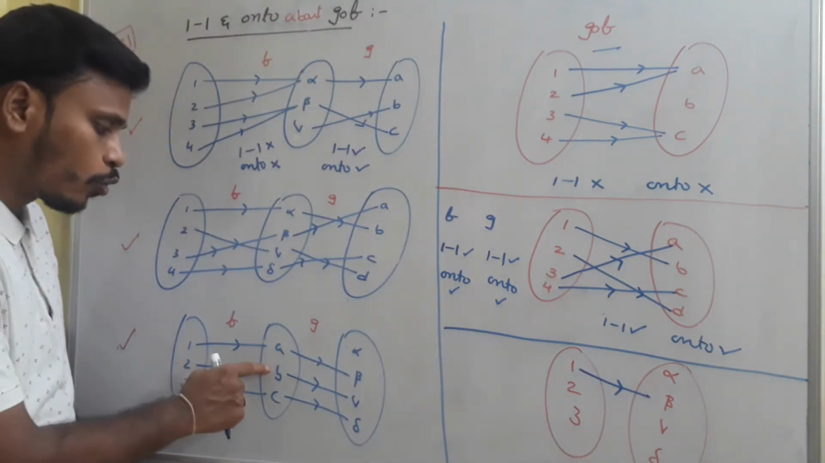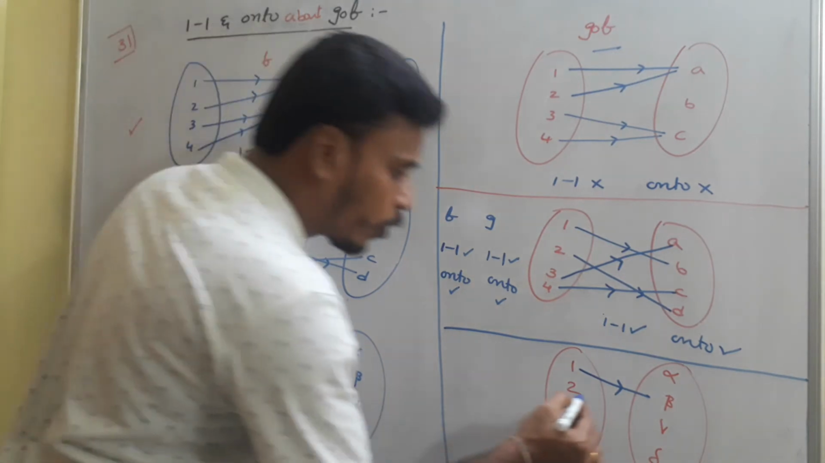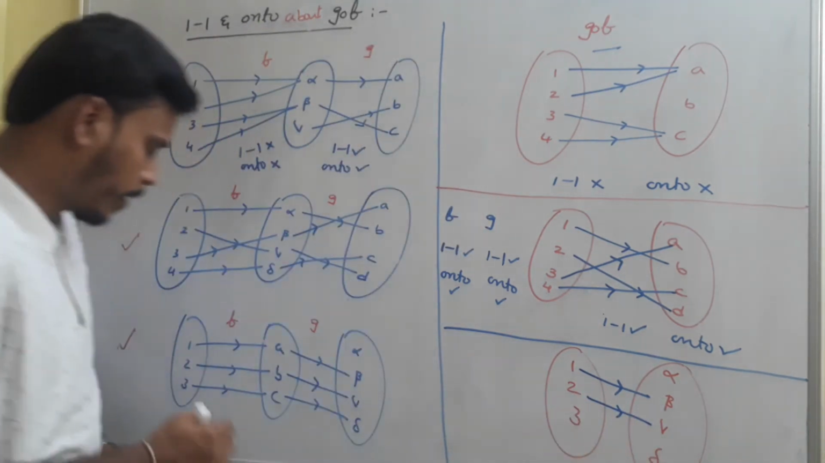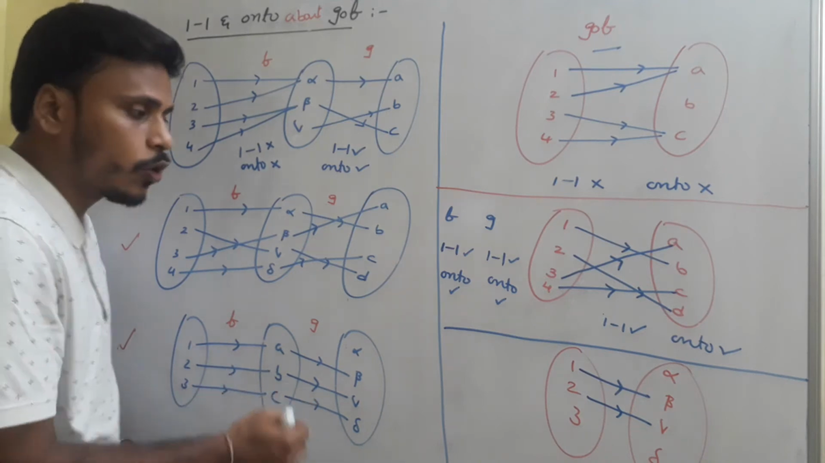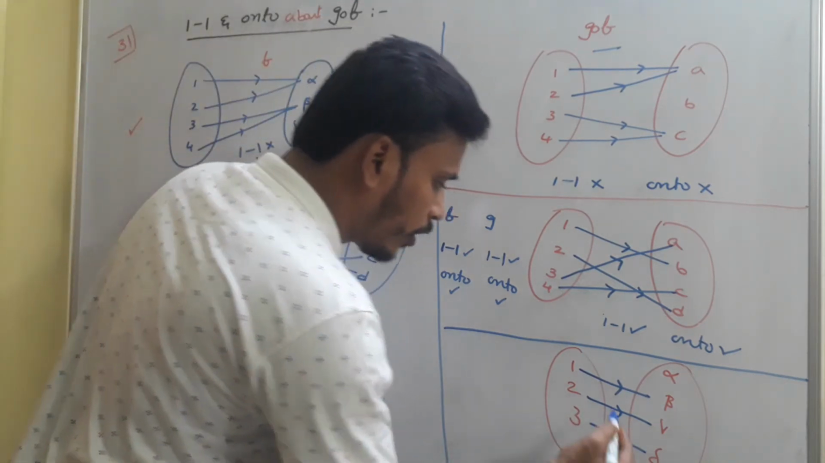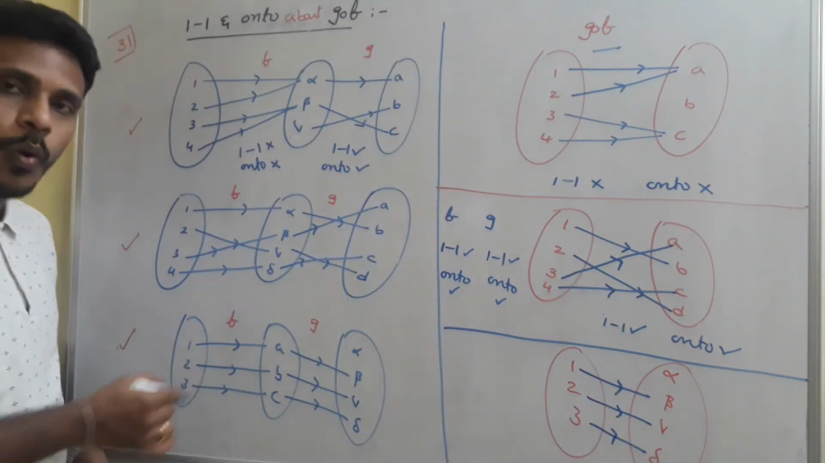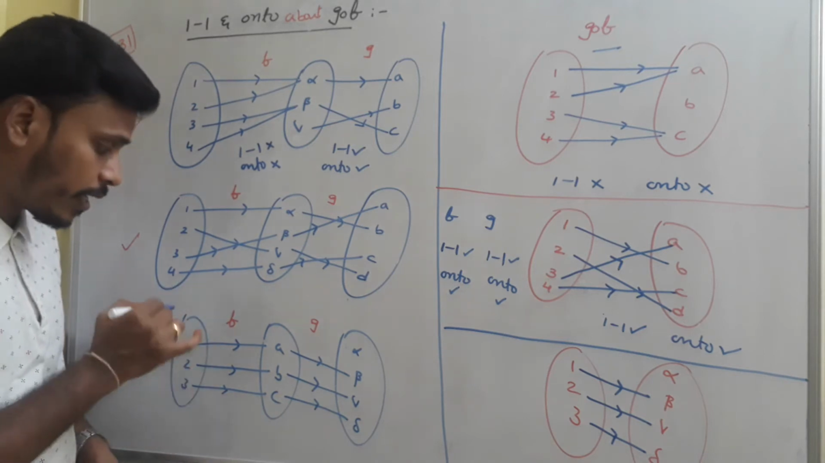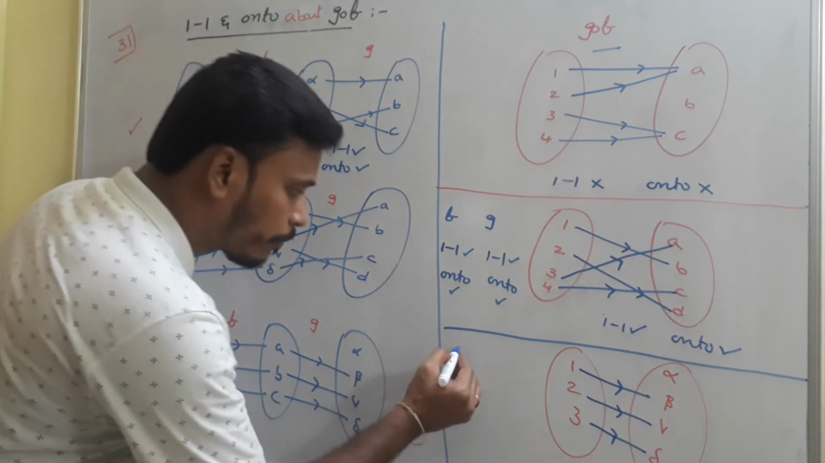And then 2 to B to gamma. So we need to connect 2 to gamma. And then 3 to C to delta. So we connect 3 to delta. Now what do you say about F? F is clearly 1-1 and onto. Okay.